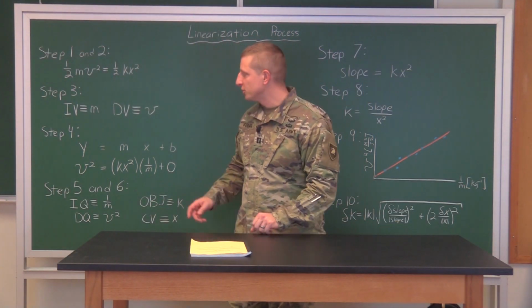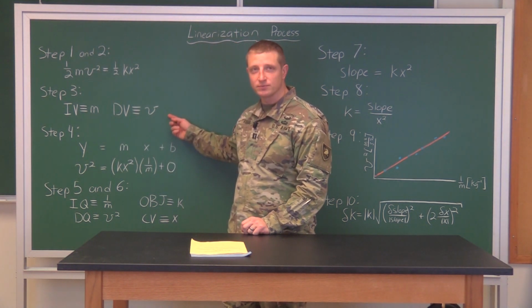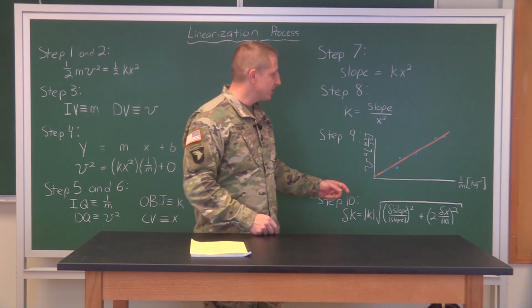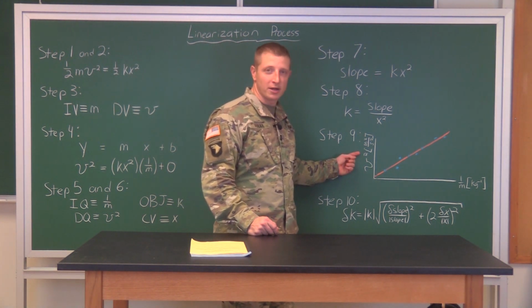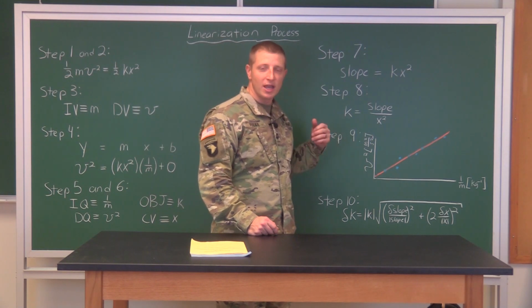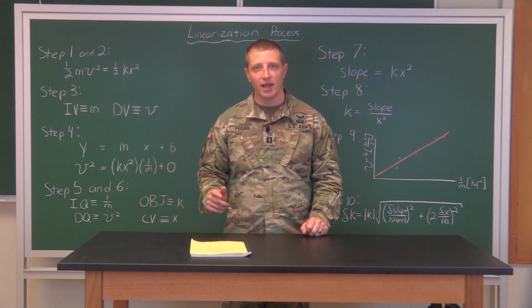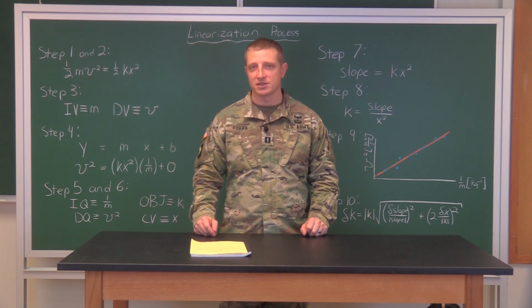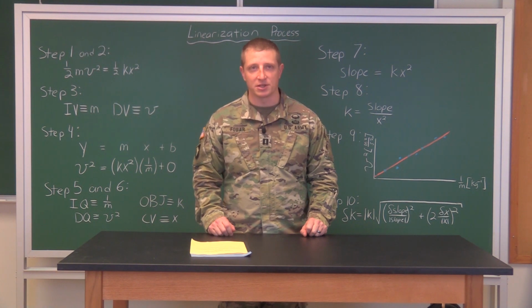Take data where you vary the independent variable and measure the dependent variable. Plot your data so that the independent quantity is on the x-axis and the dependent quantity is on the y-axis. If everything is done right, you should see a linear relationship on your graph. And now you can conduct linear regression analysis with your plotted data. This provides the slope and its absolute uncertainty.